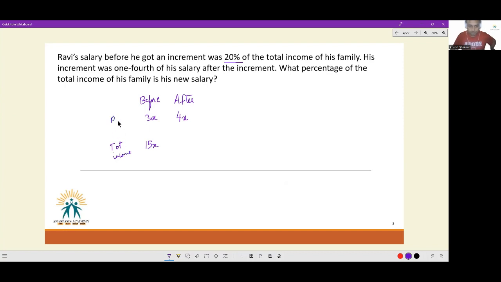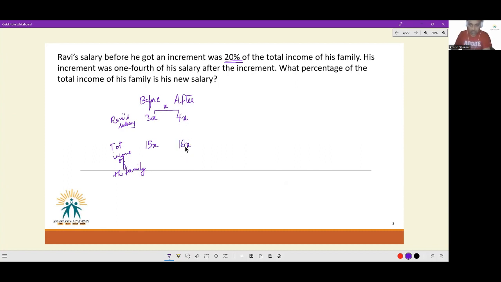And this is Ravi's salary. Ravi's salary after increment, if it was 4x, previously it was 3x. So that the increment of x is 1/4 of his salary after increment. Now, previously the total income of the family was 15x because Ravi's salary before he got an increment was 20%. So 5 times his salary was total income of the family. Now that Ravi's salary has increased, total income of the family will also increase by the same margin, x, to 16x.